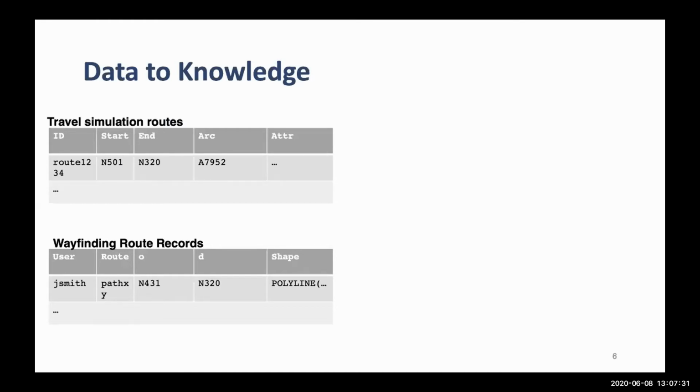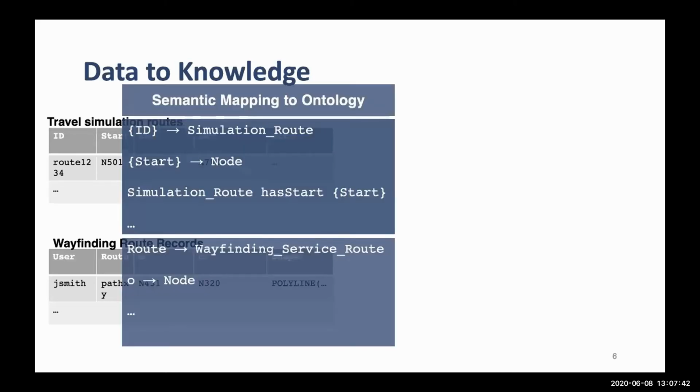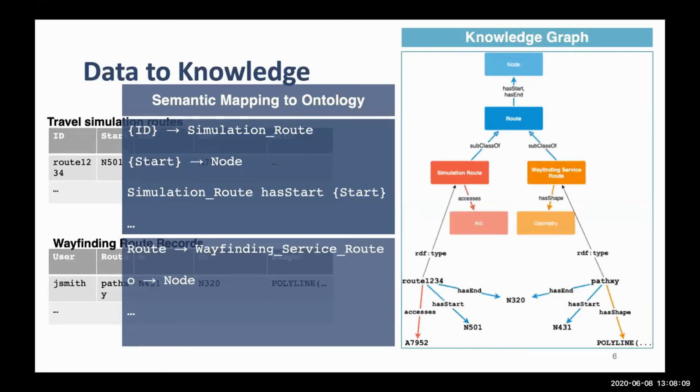So for example, if we have two different data sets, one talking about a travel simulation set of routes, and another talking about routes in a wayfinding application, we're able to map both of those into the language of the ontology using something called a semantic mapping. For example, we could say that this first column here, ID, represents instances of a simulation route. We can define attributes of the simulation route. And using these sorts of mappings, we're basically describing how the data should be interpreted in the language of the ontology. And we can apply tools to generate something called a knowledge graph from these mappings.